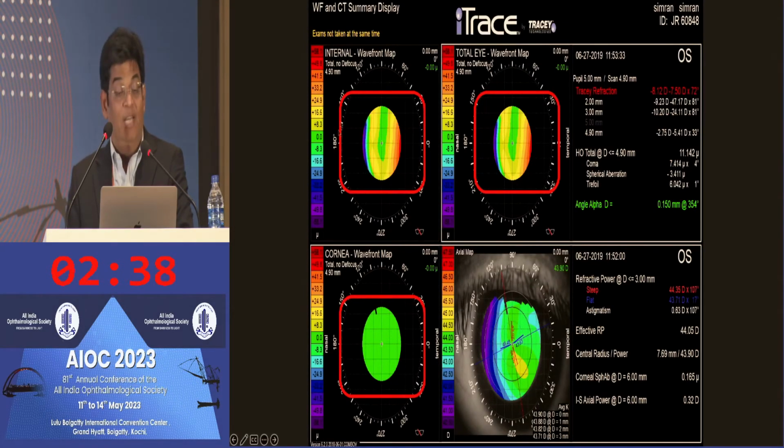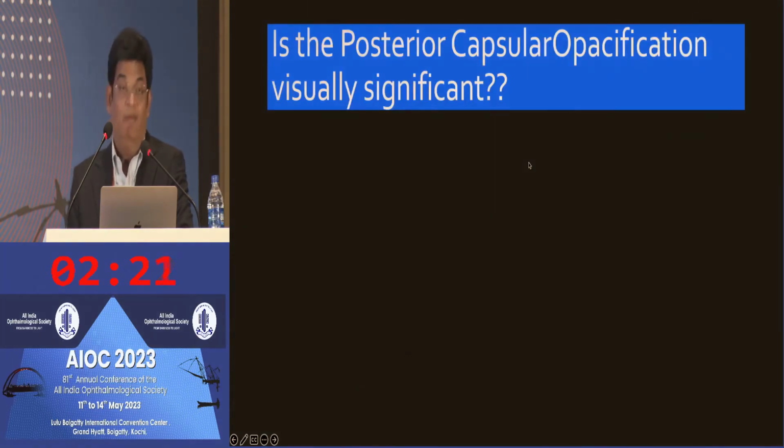Again, just to clarify this, look at the color patterns on a wavefront map. You will see a smooth green color. This is the cornea. It shows the cornea is normal. And if you look at the internal aberrations wavefront map, you will see all these rainbow colors, and this indicates some abnormality in the patient.